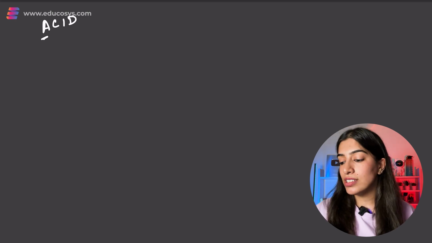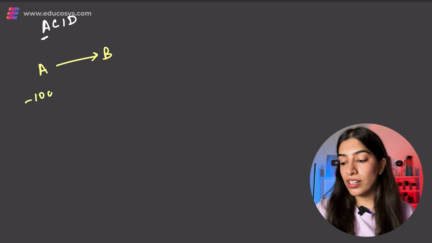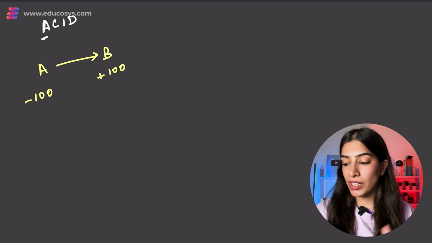A very common example that everyone gives, and that I also give, is suppose there are two people, A and B, and 100 rupees need to be transferred from A to B. There are two steps over here: 100 rupees should be deducted from A, and 100 rupees should be given to B. It should be incremented in B's account.